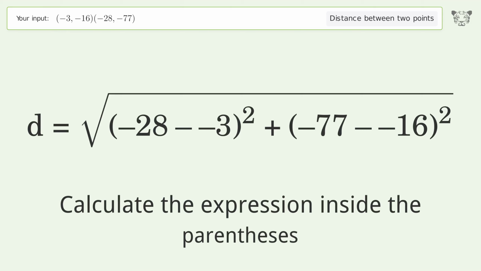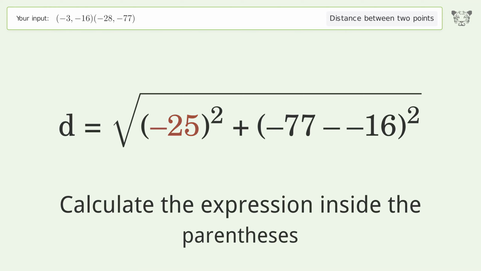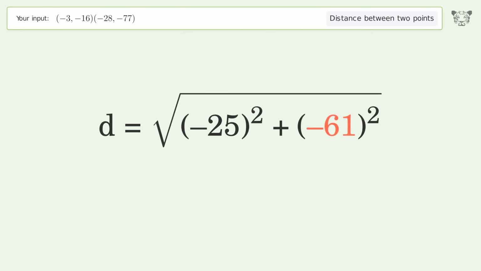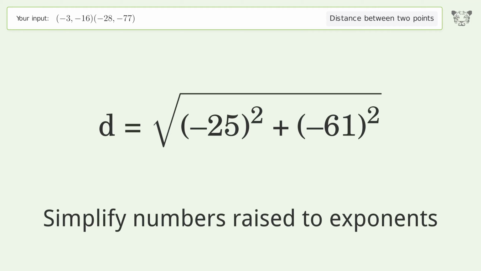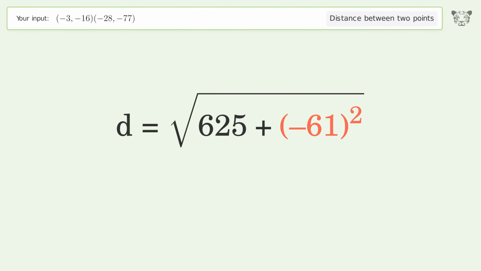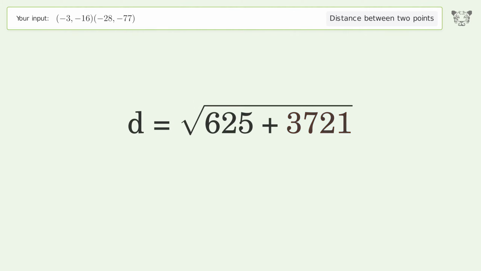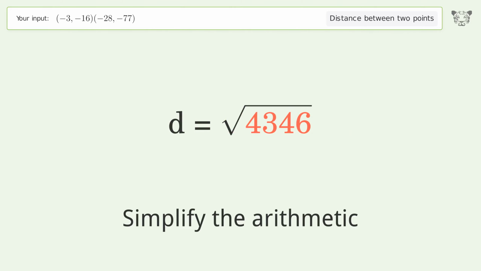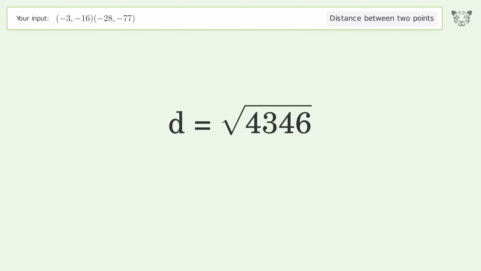Calculate the expression inside the parentheses. Simplify numbers raised to exponents. Simplify the arithmetic. And so the distance between the 2 points is the square root of 4,346, or 65.924.